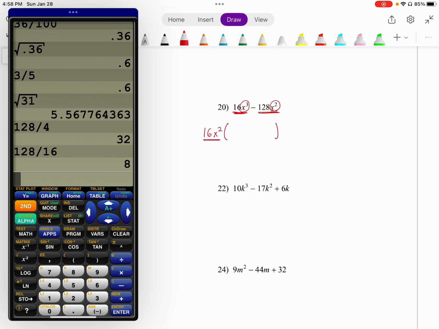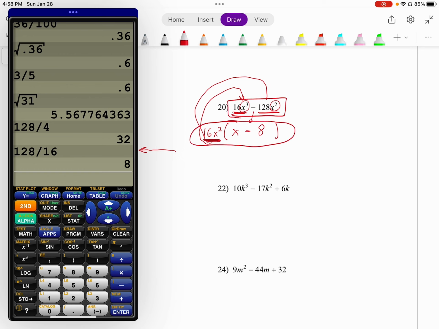And then we think, 16x squared times what would give us 16x cubed? And we just need an x. And then we have our minus sign. And we think, 16x squared times what gives us 128? Actually, we just figured that out in the calculator here. 128 divided by 16 is 8. So this one, actually, we're finished now. We don't have a ton like this. This was just 2 terms. And the only thing we could do is factor out a common factor.